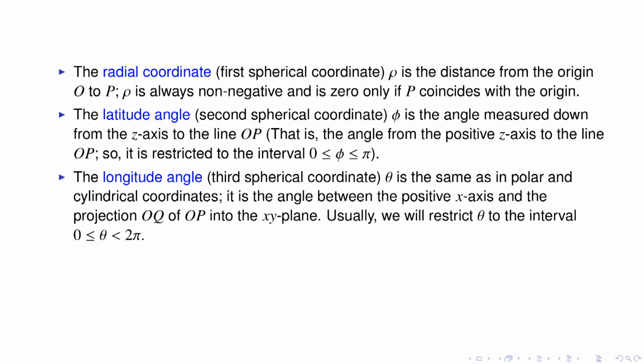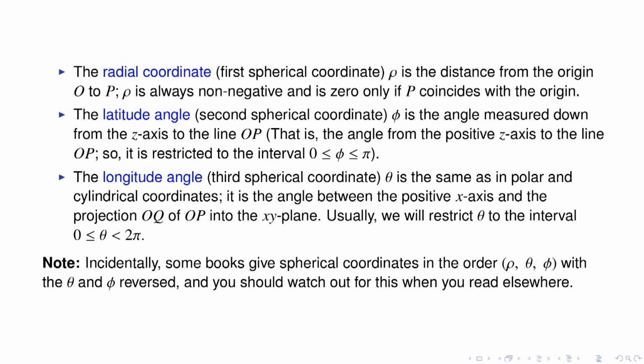Now, the third spherical coordinate, the longitude angle theta, is the same as in polar or cylindrical coordinates. It is the angle between the positive x axis and the projection OQ of the position vector OP into the xy plane. Usually, we restrict theta to 0 to 2 pi. In some books, the spherical coordinates are written in a different order. Instead of rho phi theta, they write rho theta phi, that is, theta and phi in the reverse order. So you should watch out for this when you read elsewhere.